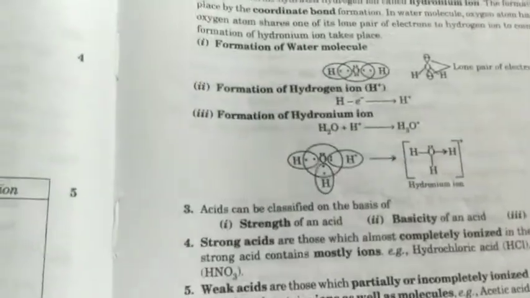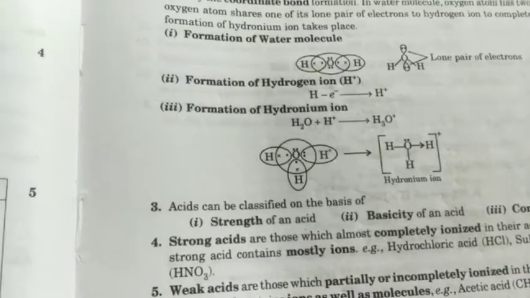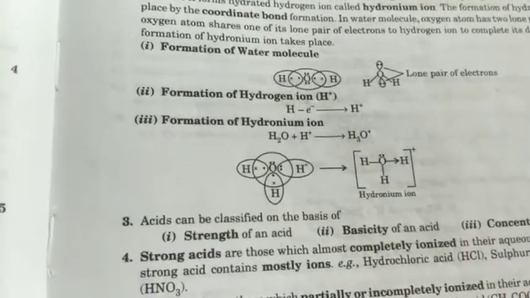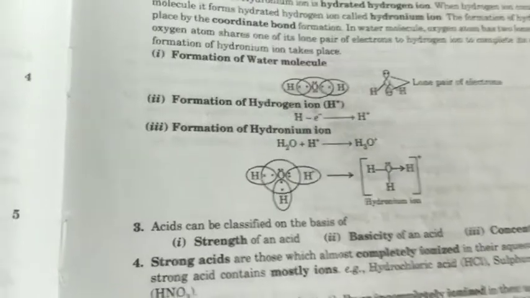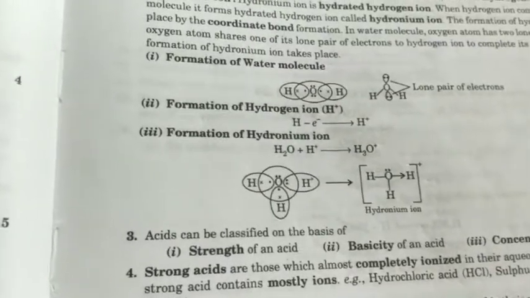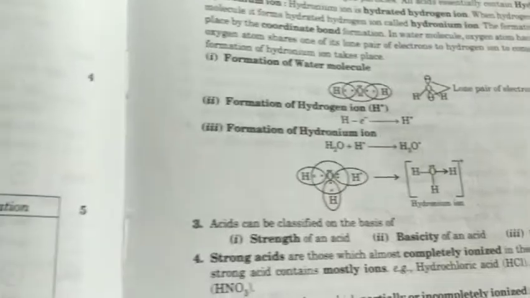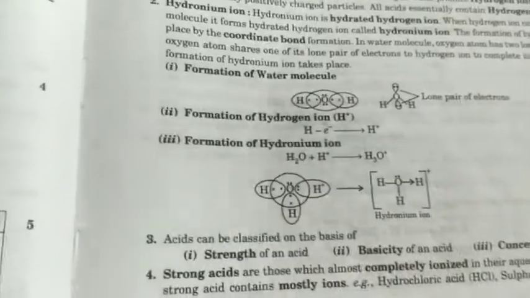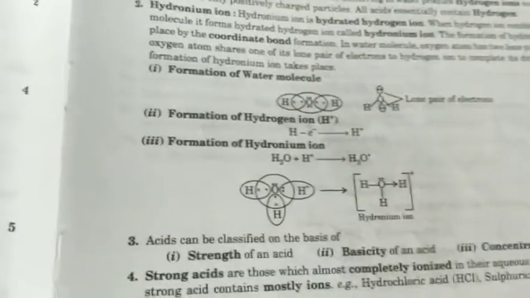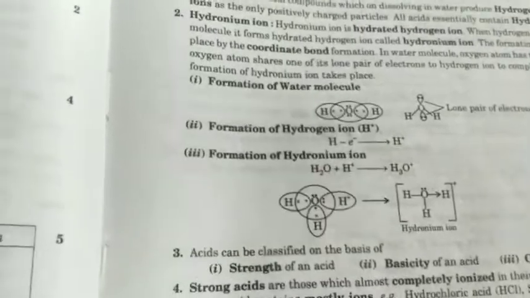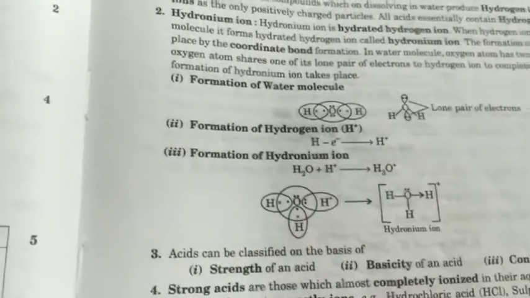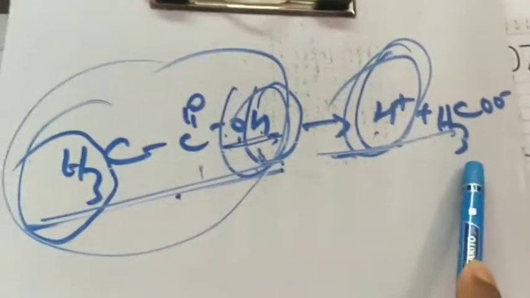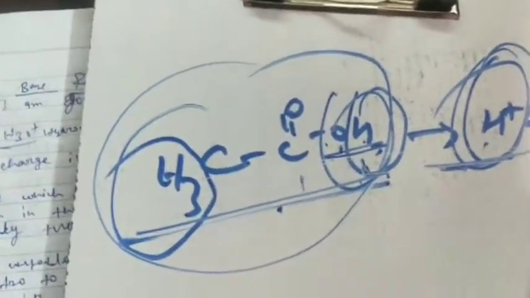The solution of a weak acid contains ions as well as molecules, that is acetic acid, sulfurous acid, carbonic acid. It comes under the weak acids because acetic acid contains 4 hydrogens but it furnishes only 1 hydrogen, that I explained already in this example.